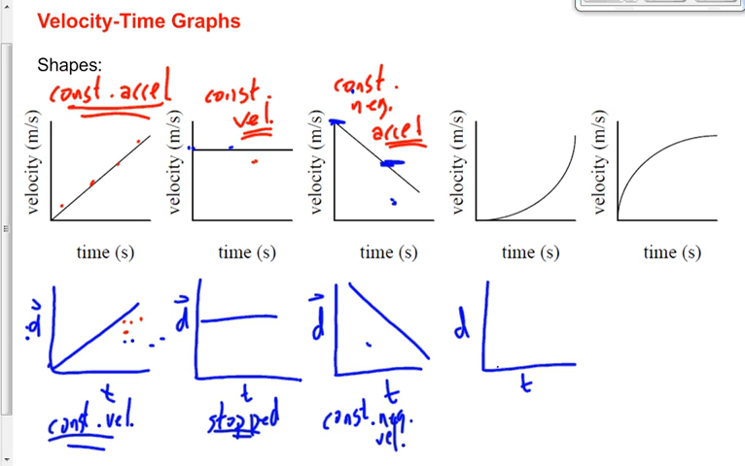This one, if you remember from earlier on in Physics 20, we have a line that's curving upwards. It's not a constant anything. It's an increasing velocity.